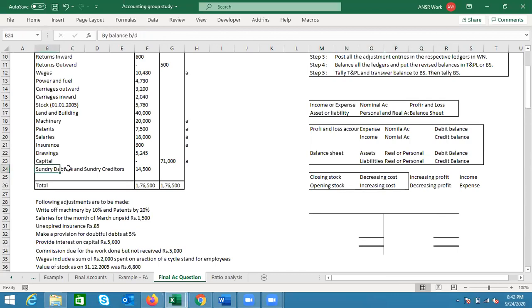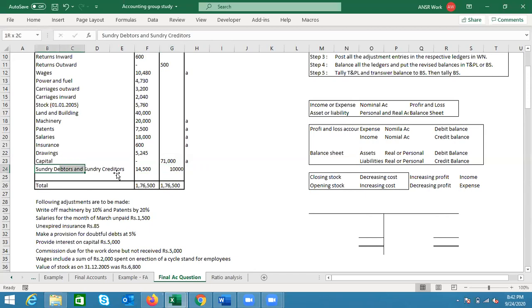Last item, sundry debtors and sundry creditors. There is no adjustment for it. Somebody asked me last time why both names are given together. Sometimes in the question they give it like this: a debit balance of this amount, and on the credit side they give 10,000. That means sundry debtors is 14,500 and sundry creditors is 10,000. They have just given the information like that.